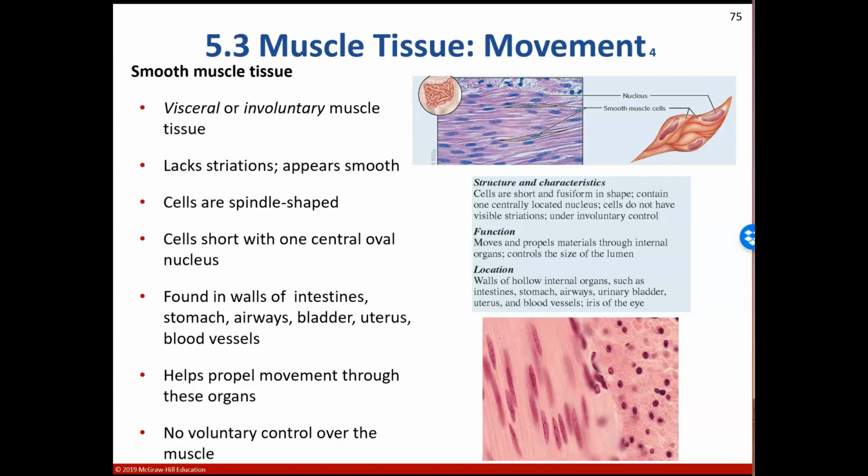We're going to find this in areas like the walls of our intestines, the stomach, airways, bladder, uterus, and blood vessels. And by being present in these types of organs, it's going to help to propel movement of some type of substance within this type of organ. So if we're in the stomach, obviously we're moving food. In the airways, we're moving air. In the bladder, we're moving urine, and so forth. And like I mentioned before, we do not have voluntary control over this muscle.